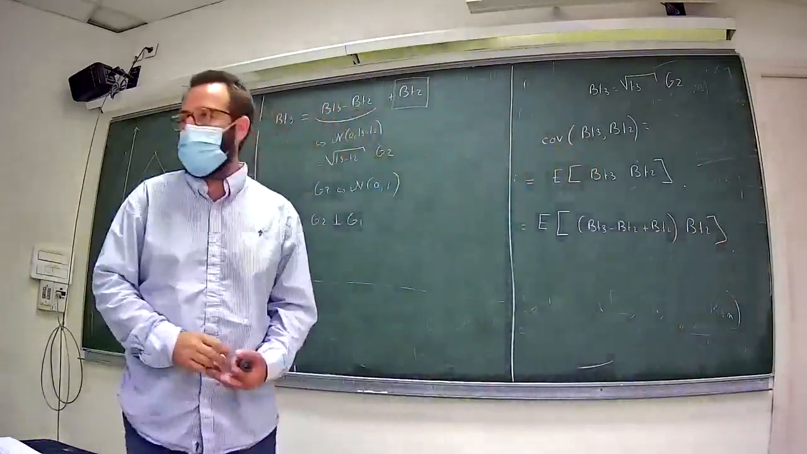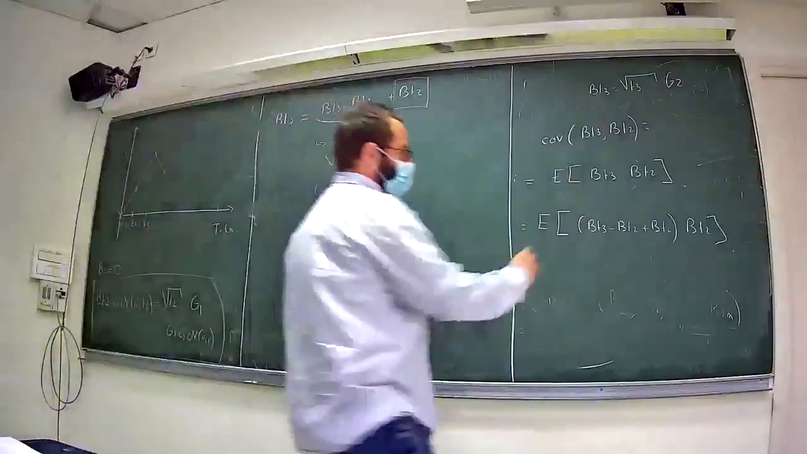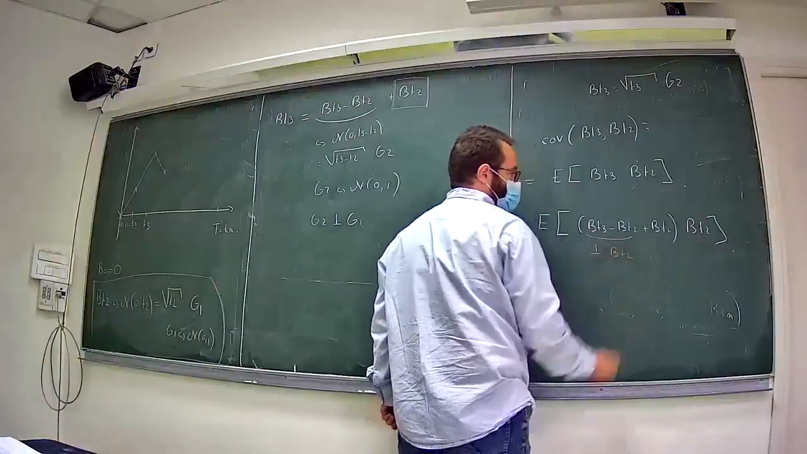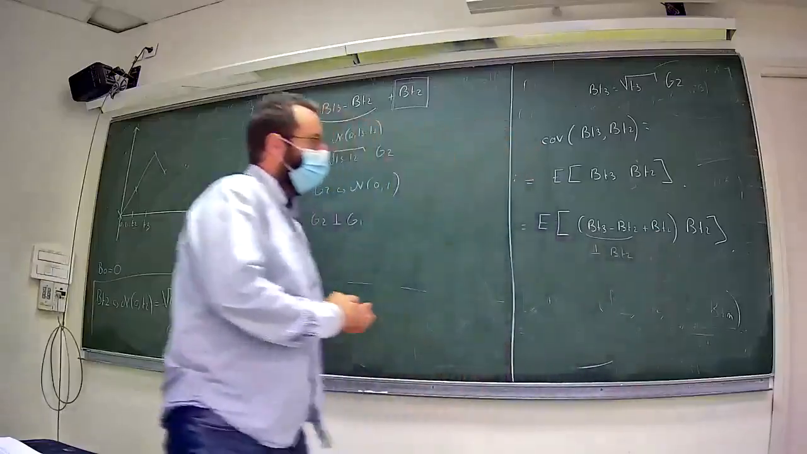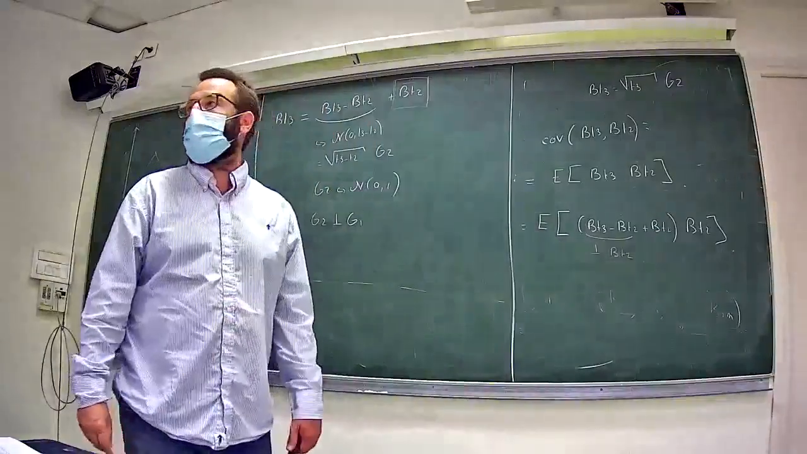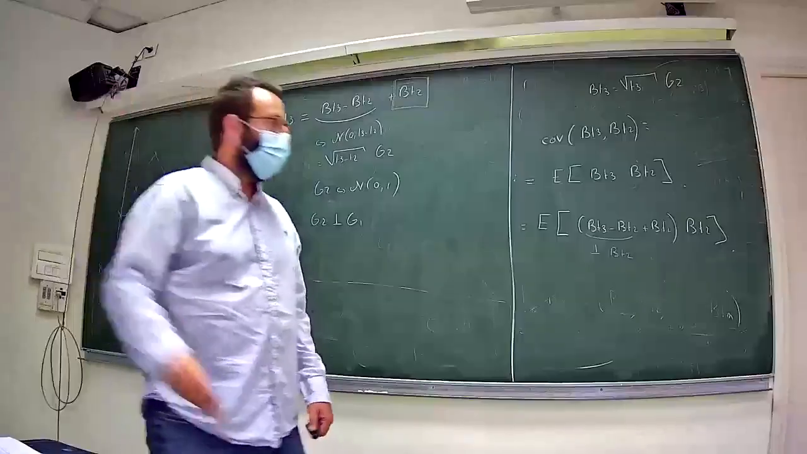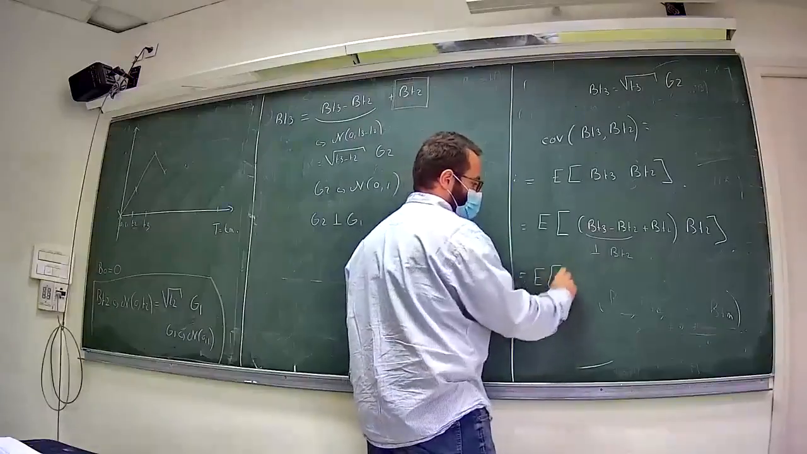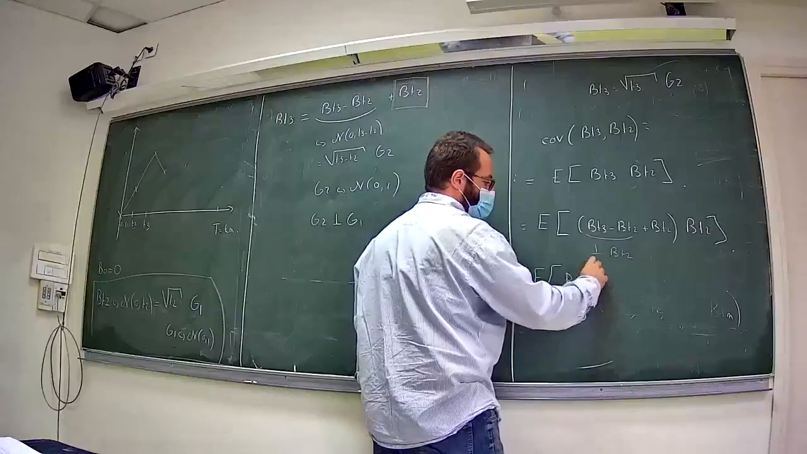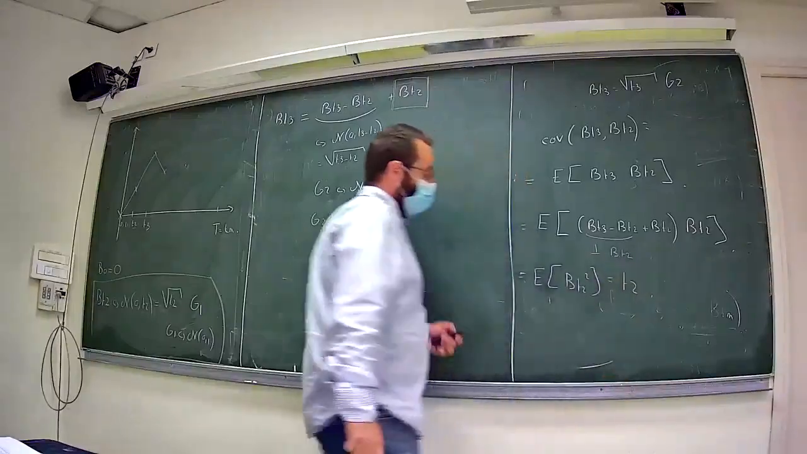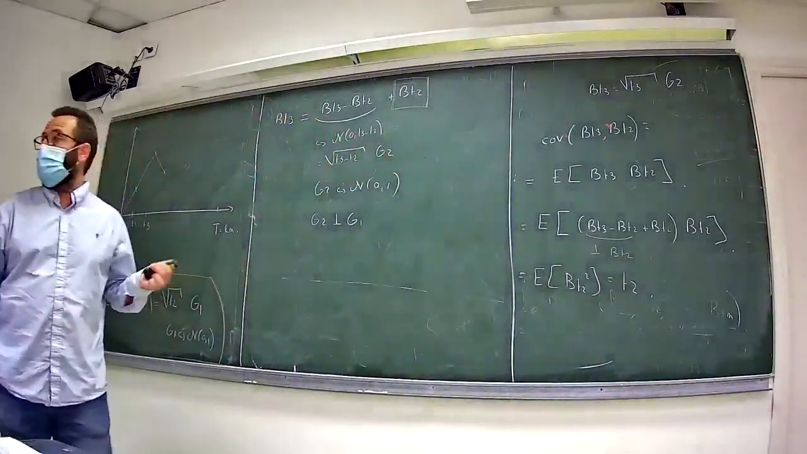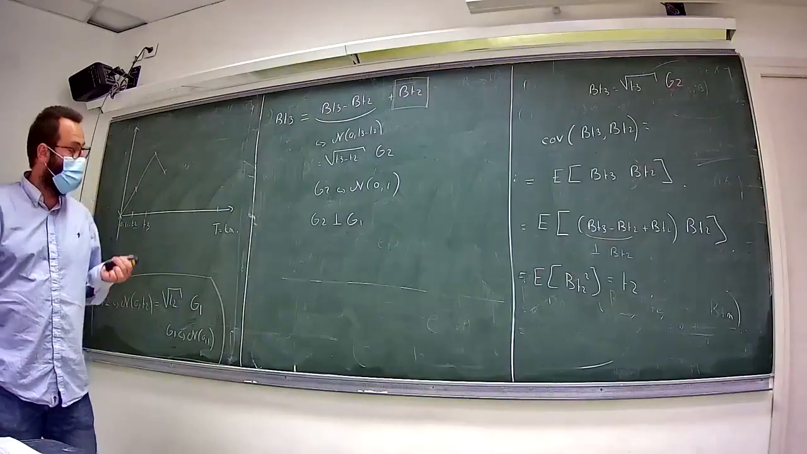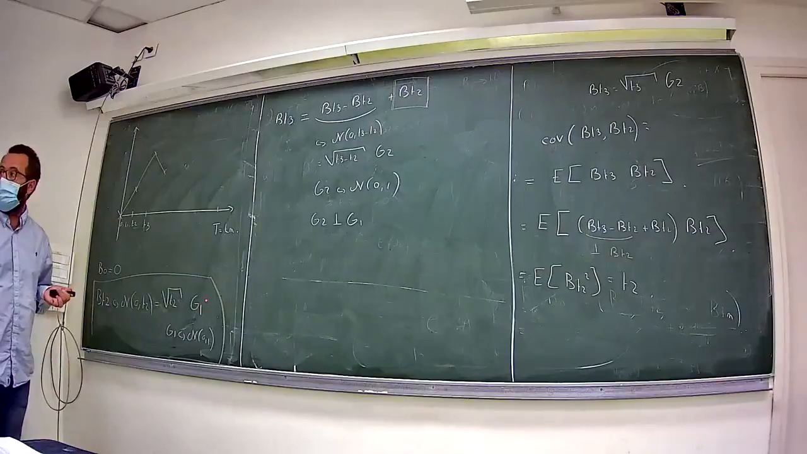Okay, why do I do this? Because I make appear here something that is independent of BT2. Okay, so the expectation of the product is the product of the expectations, which is 0, and it remains plus the expectation of BT2 squared, which is equal to T2. So you see that they are correlated, meaning that this G2 here and this G1 can't be independent.